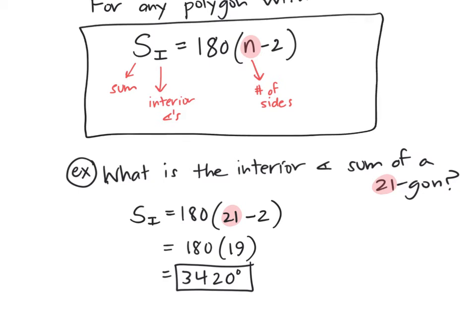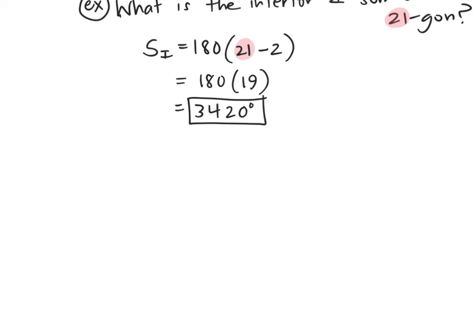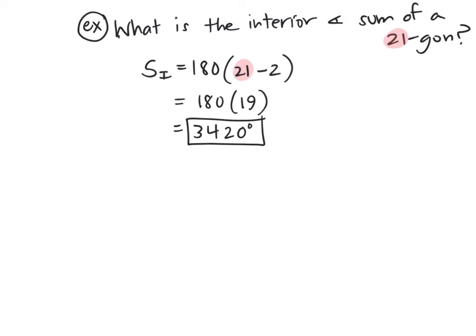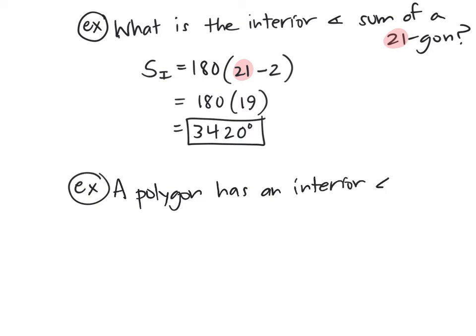All right, let's do another example where we apply this formula. This time I'm going to apply the formula in reverse. So I'm going to say, a polygon has an interior angle sum of 1,440 degrees. How many sides does it have?